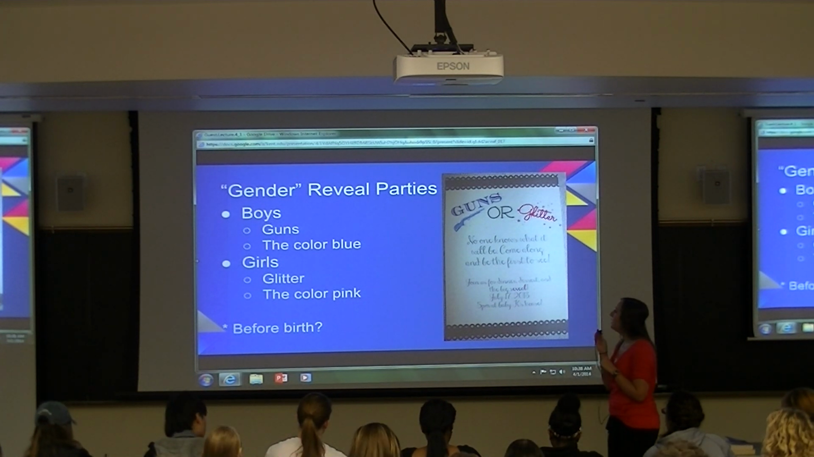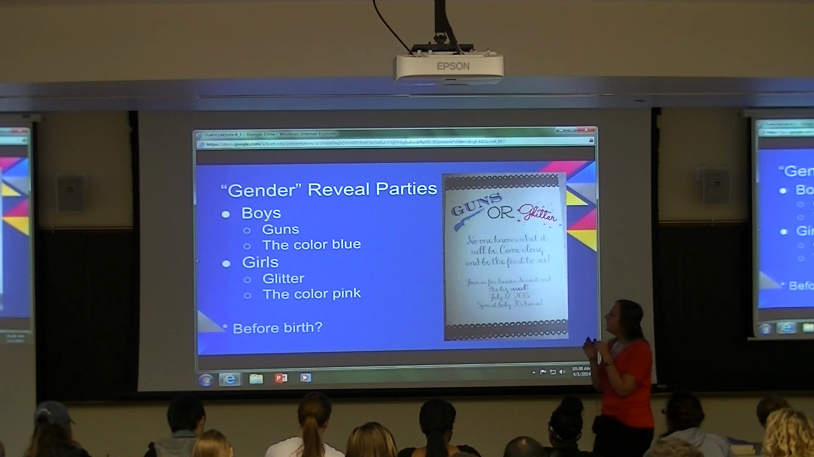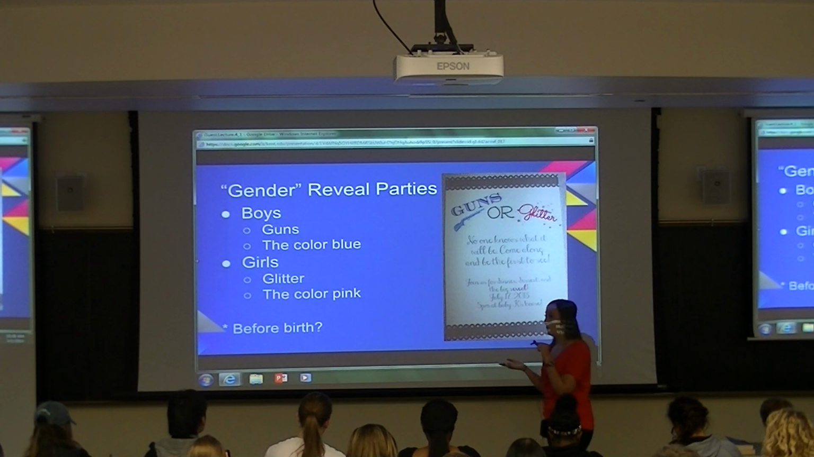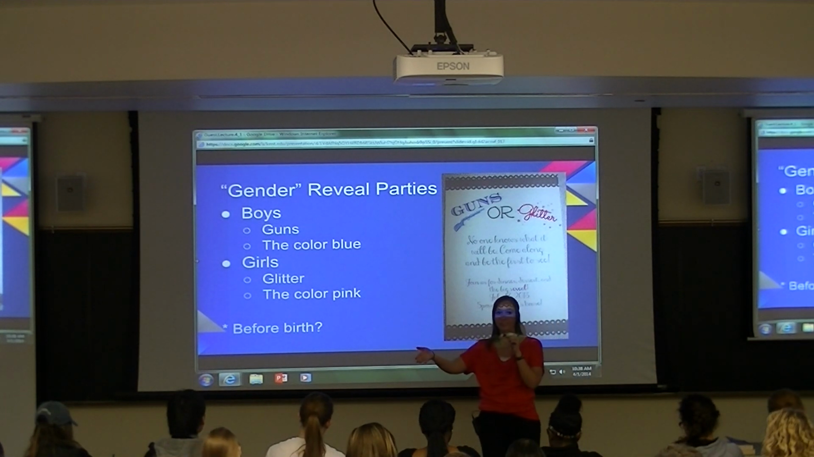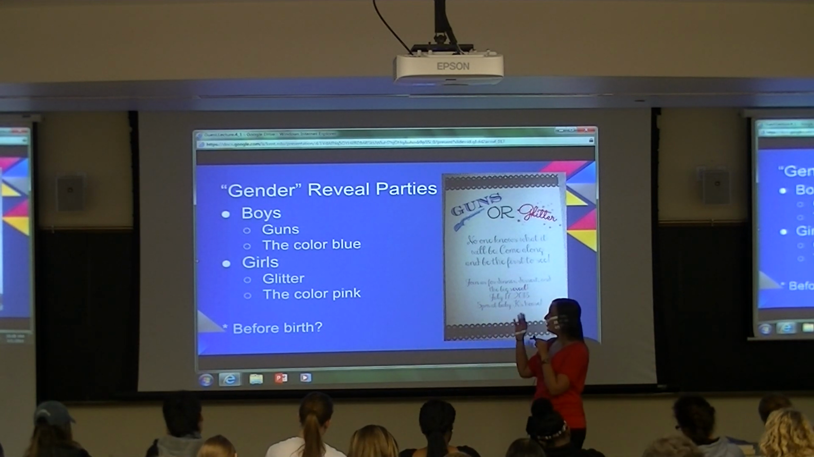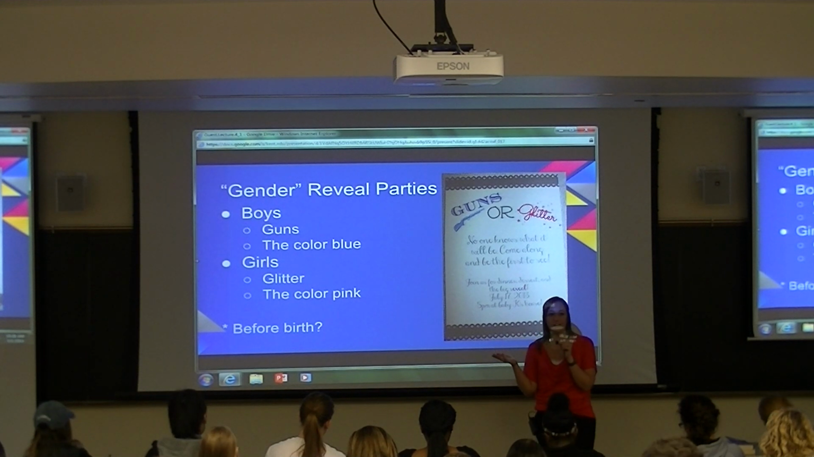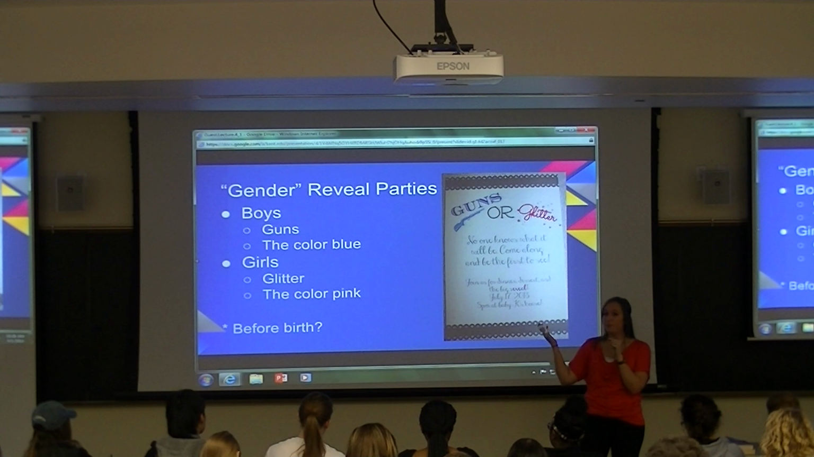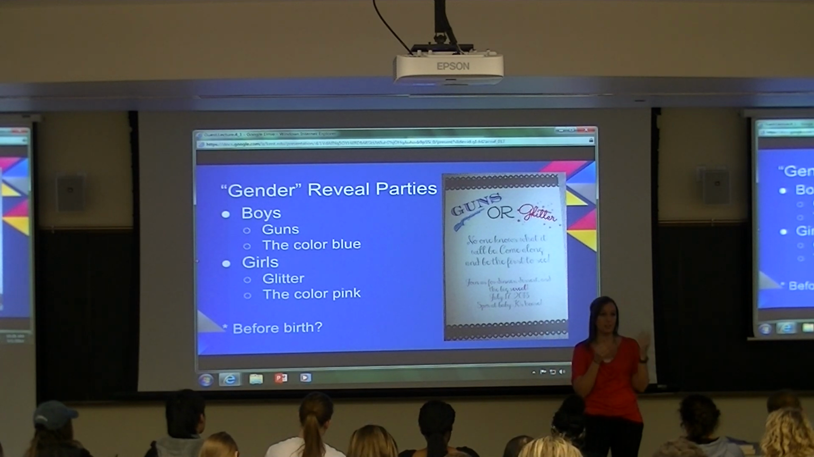As we saw in the previous slides, what they really mean when they go to the doctor is that they want to find out the sex of their baby. You want to know if your baby is going to have a penis or a vagina, because that's what sex is. But a gender reveal party really wouldn't make sense, because they're saying, in this picture, for their invitation, am I going to have a baby that likes guns, or am I going to have a baby that likes glitter?